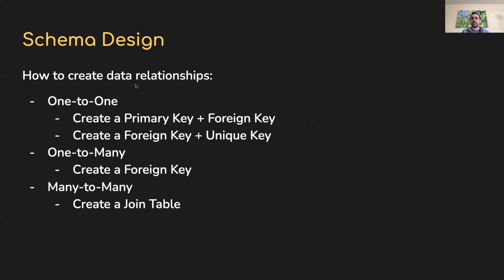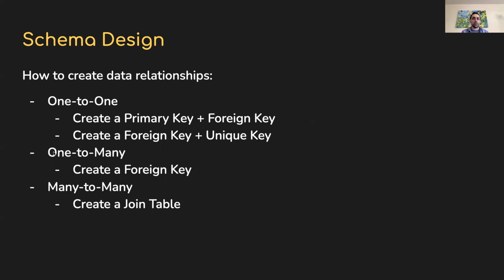How do we create these relationships? So we talked about constraints. If we want to create a one-to-one relationship, there are two ways you can go about it. One is you can create a primary key combined with a foreign key, or you can create a foreign key combined with a unique key. Again, these are more rare to create, but it is possible with the constraints we talked about.